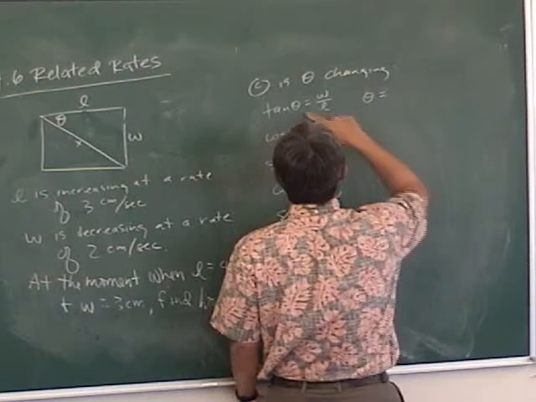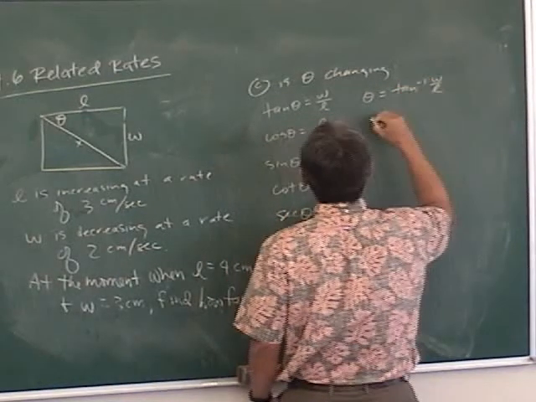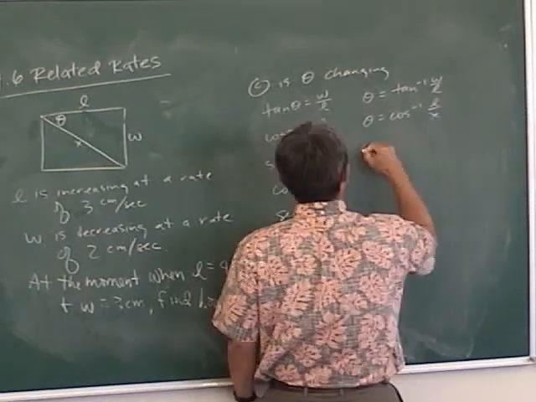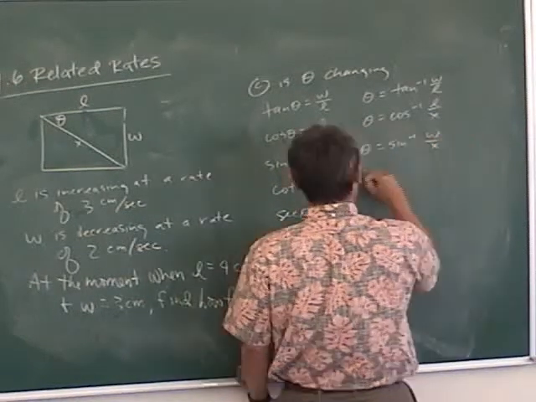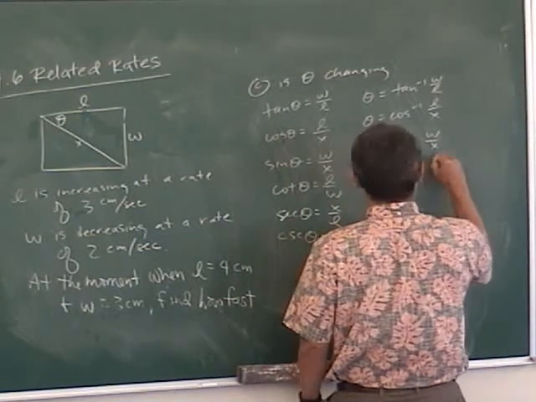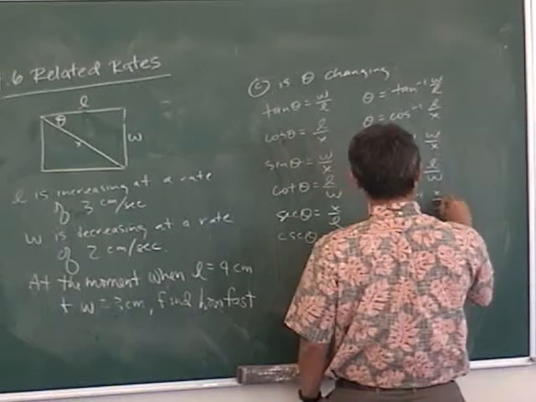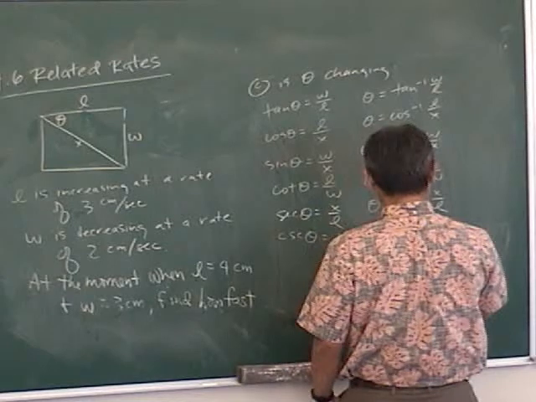Theta equals tan inverse W over L. Theta equals cosine inverse L over x. Theta equals sine inverse W over x. Am I really going to write them all? Okay, I will. Theta equals secant inverse x over L. You don't have to write these down. Okay, this one is cosecant inverse x over W. Okay, there's 12 equations you can write, but if you were smart, which one would you pick?